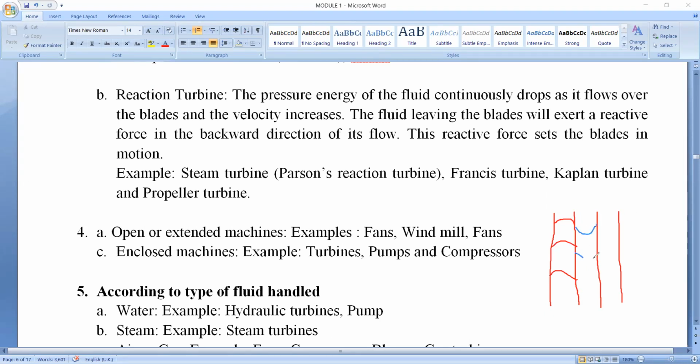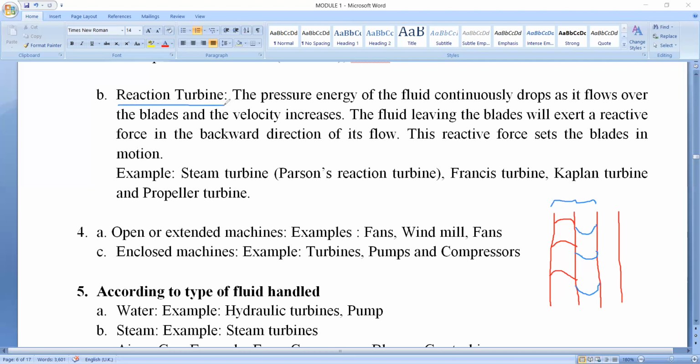These are the set or row of moving blades. Again, we have a set of fixed blades. This continues; it depends on the application and the power requirement. For our convenience, let me consider a single stage. These two together constitute a single stage. The set of fixed blades and the set of moving blades together constitute one stage.